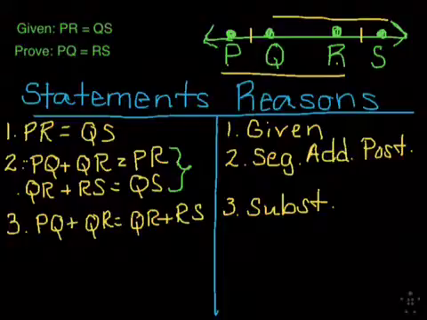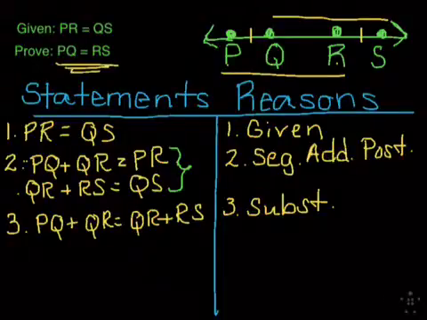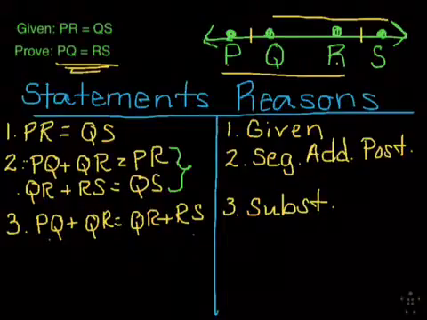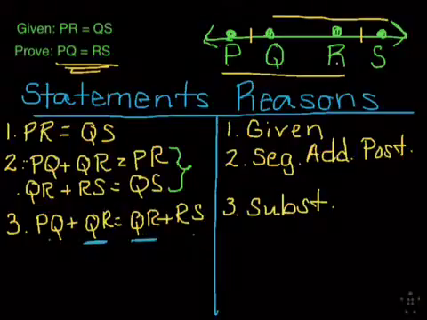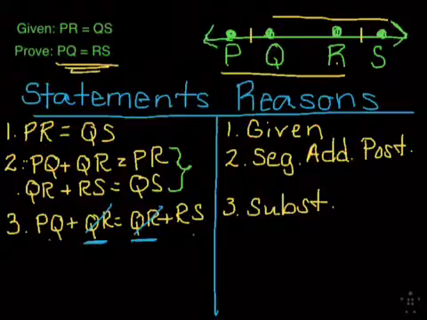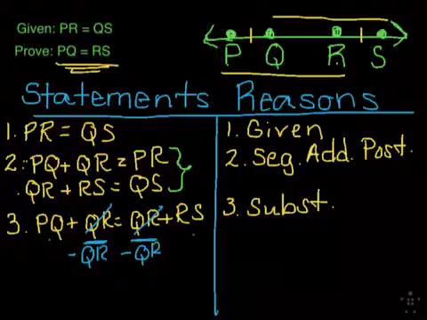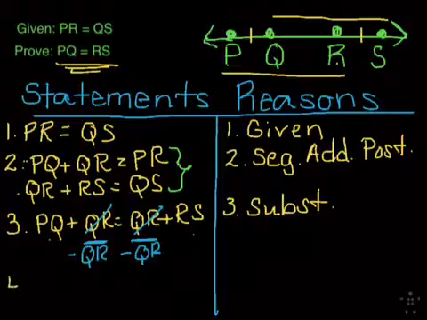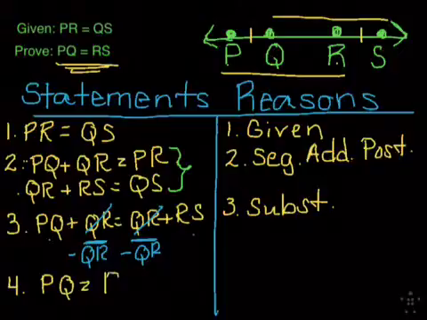All right. So in the end, I want to prove that PQ is equal to RS. So we're almost there. Look, we have PQ and RS on opposite sides of the equal sign. The only thing is we have a QR there. So how can we get rid of it? We need to cancel that QR out. Well, we can do that by subtracting QR on both sides of our equation. And remember, we can do that by the subtraction property. So in the end, I can say that PQ equals RS by the subtraction property.